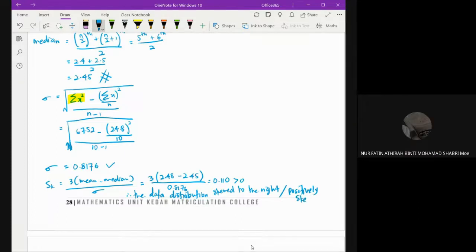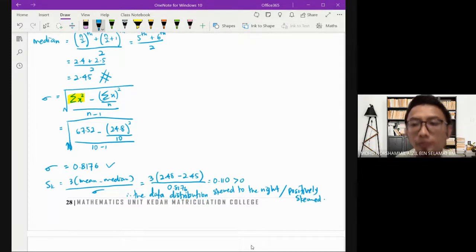Okay sir. Pilih yang berkenan. Ada orang trauma perkataan positif ni sebab kes-kes COVID ni. Tak payah pakai positif, pakailah skewed to the right. The data distribution skewed to the right. Or you can say the data distribution positively skewed.